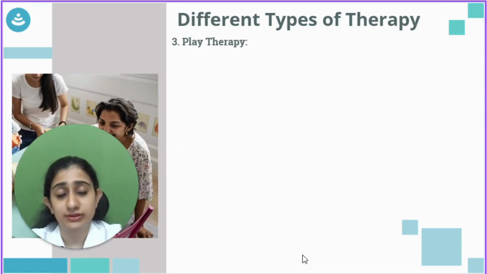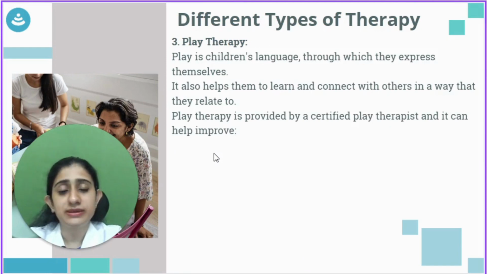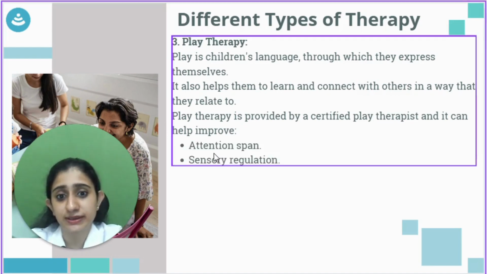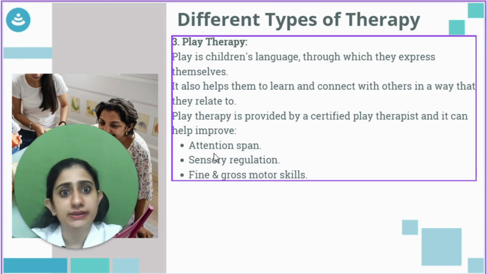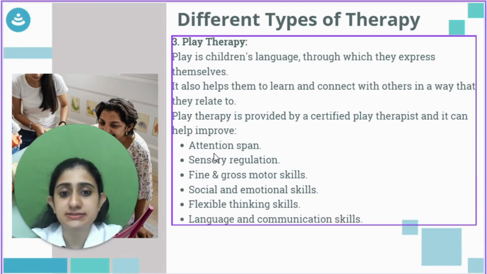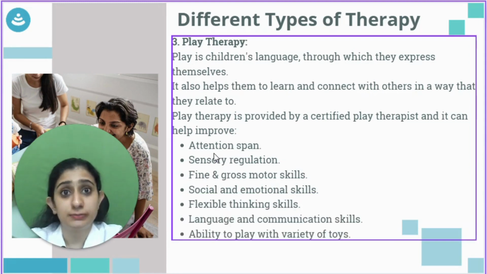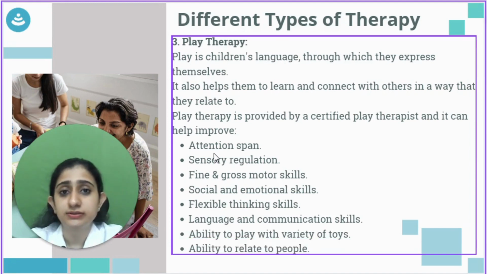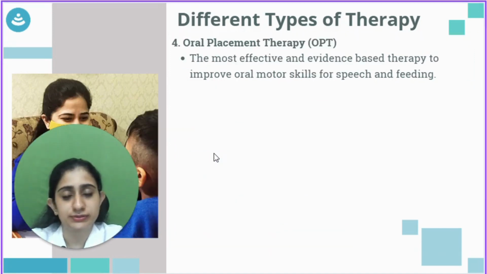Next up is play therapy. So basically play is children's language through which they express themselves, and it helps them to learn and connect with others in a way that they relate to. So play therapy is provided by a certified play therapist, and it helps to improve the following skills such as attention span, sensory regulation, fine and gross motor skills, social and emotional skills, flexible thinking skills, language and communication, their ability to play with a variety of toys, their ability to relate to people, etc.